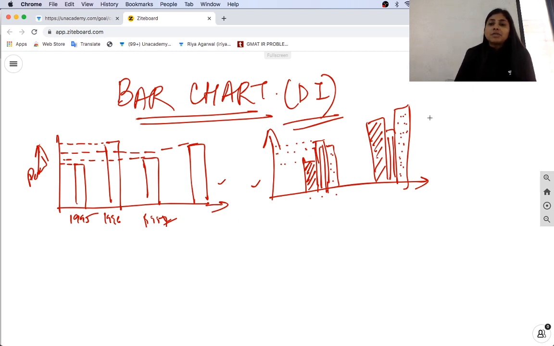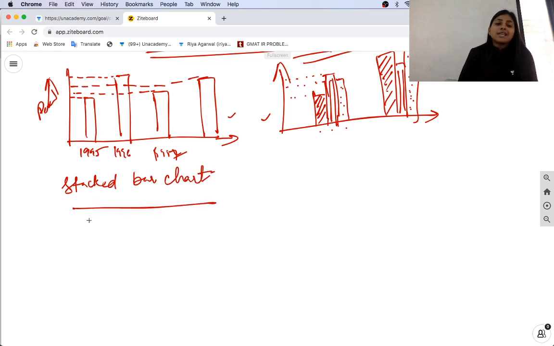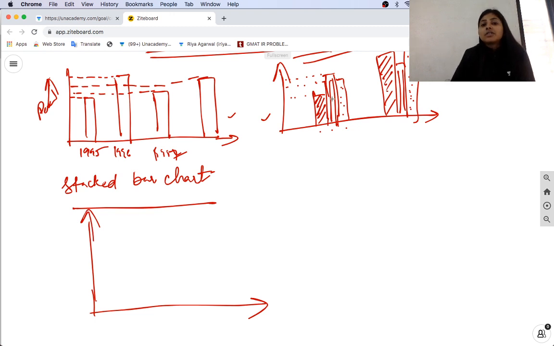Okay, then apart from this, sometimes there is another type of bar chart that is used. It's called stacked bar chart. Now what is that? So in a stacked bar chart, instead of giving three different bars to represent these three parameters, in a single bar, multiple parameters are represented. Okay, and then they are again marked by different patterns to distinguish between them. Okay, something like this.